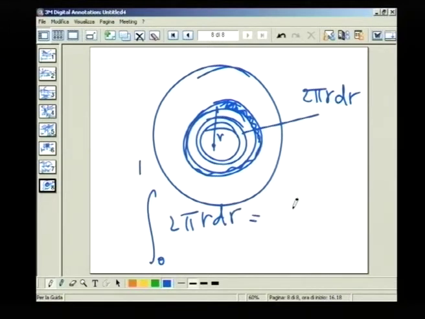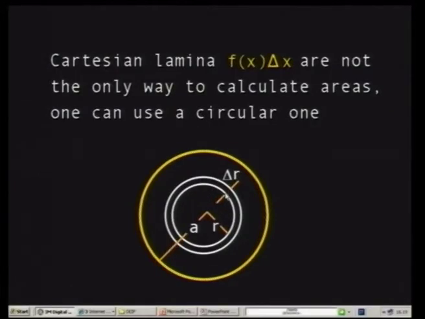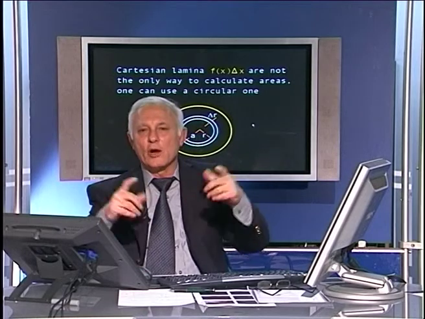What you get here is pi r squared, and from 0 to 1, you get pi as well. So this is another way of doing it. In other words, you have a circular disk, and the perimeter is 2 pi r times the r, and you get the area of the disk. When you integrate with respect to r, you get the area of the circle.